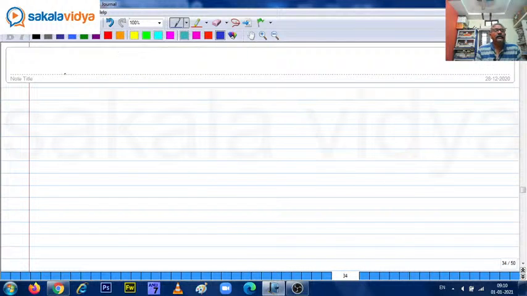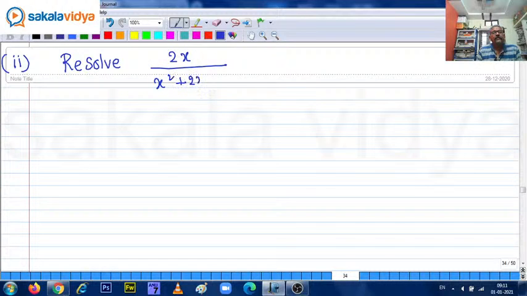Now let us move to the second bit. Resolve. The question will be like this in the examination: 2x upon x square plus 2x plus 1 into partial fractions.